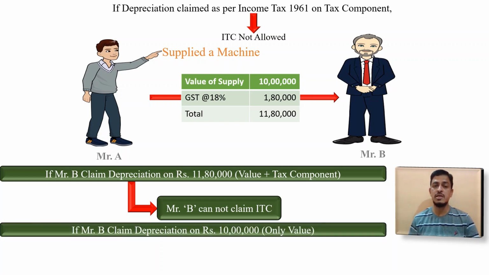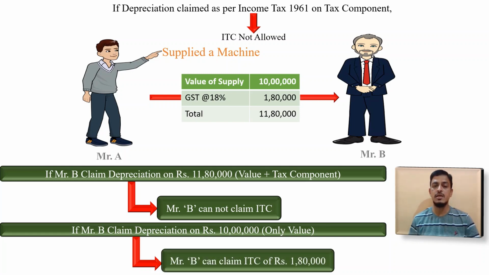But if Mr. B claims depreciation on 10 lakh only, on the net price of the machinery, he is not charging depreciation on GST amount. In that case, ITC is allowed. So Mr. B can claim ITC of rupees 1 lakh 80,000. Let us take it is an interstate transaction. That means now how to record this transaction in the books of Mr. B? So Mr. B will record in this manner.